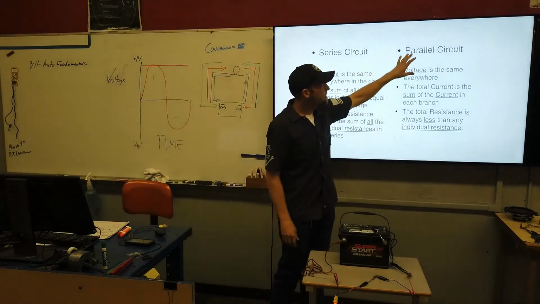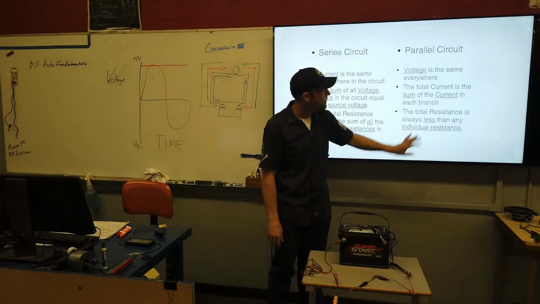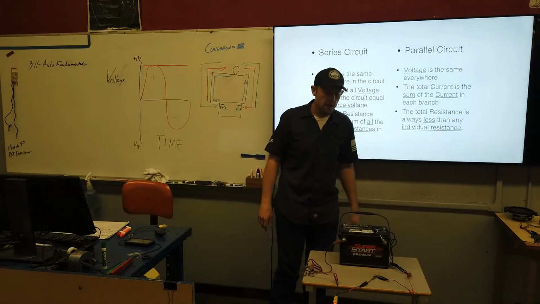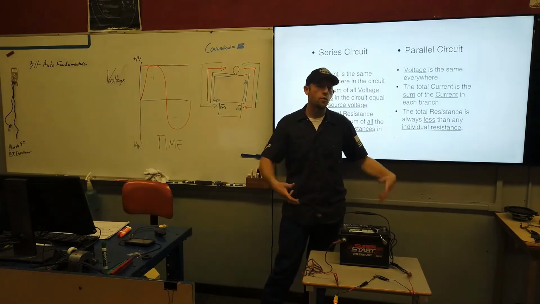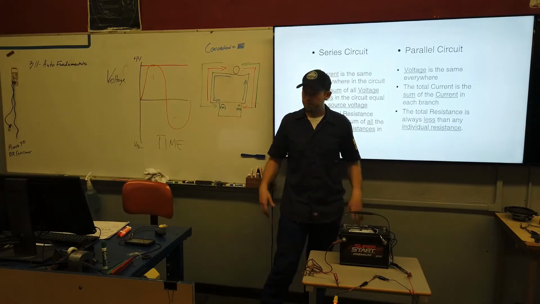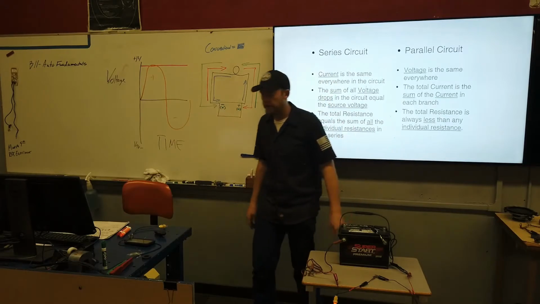Parallel circuit: voltage is the same everywhere. The total current is the sum of the current in each branch, and the total resistance is always less than any individual resistance. So we're going to break these down. I'm going to demo each one of these circuits and prove these rules out to you, and then I'm going to zoom in on this for that.